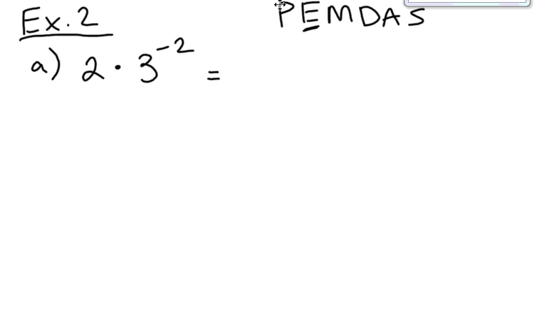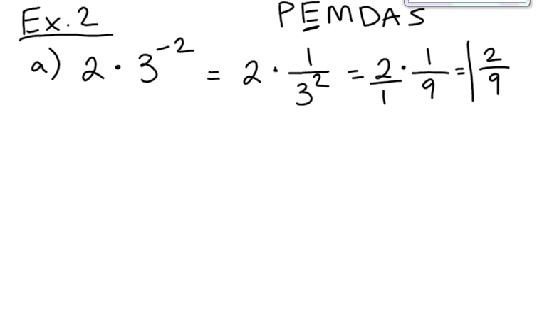So what this is, I have 2 times 3 to the negative 2, remember, becomes a fraction, 1 over 3, then the exponent becomes positive. So this is 2 times 1 over 3 squared, which is 9. And when I multiply that across, it's really like 2 over 1, you get 2/9 as your answer, okay?